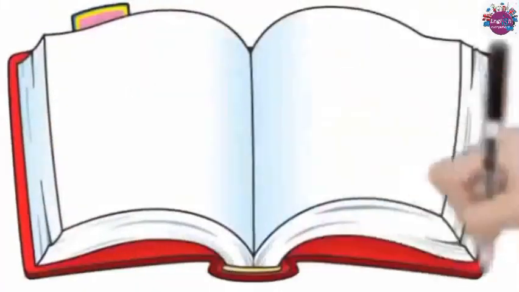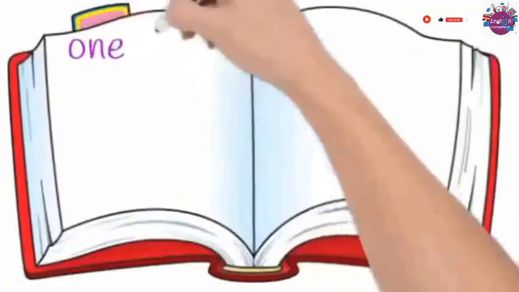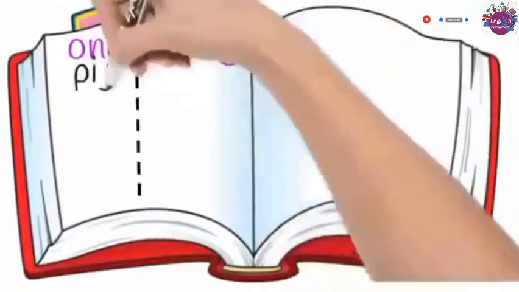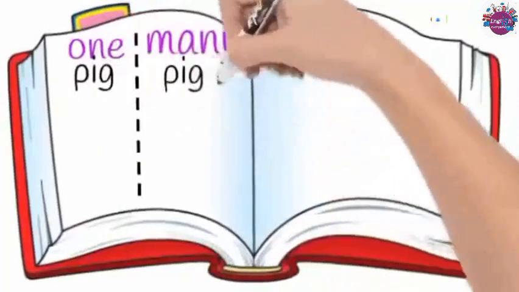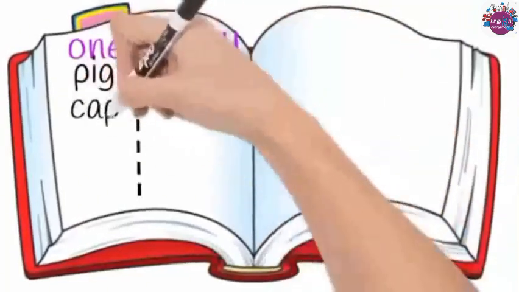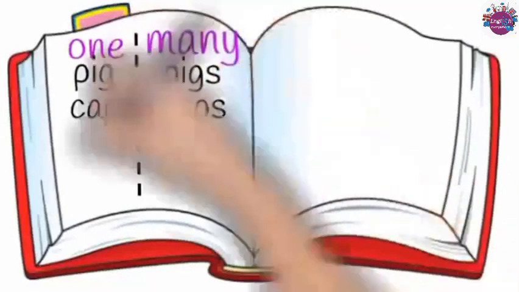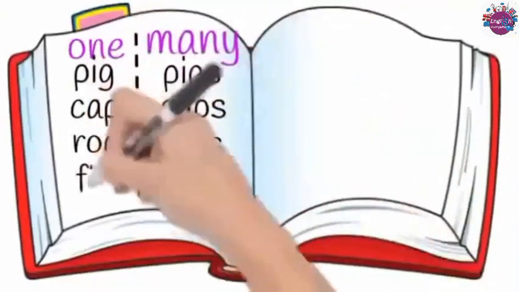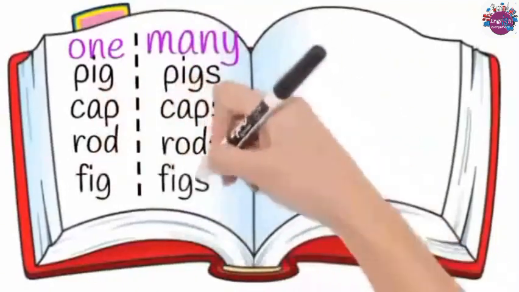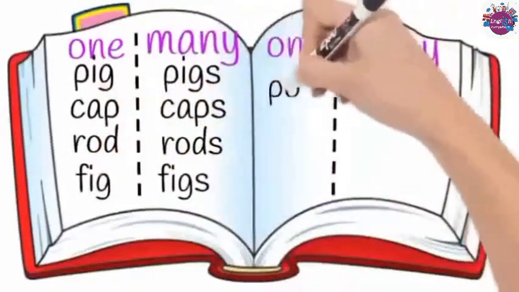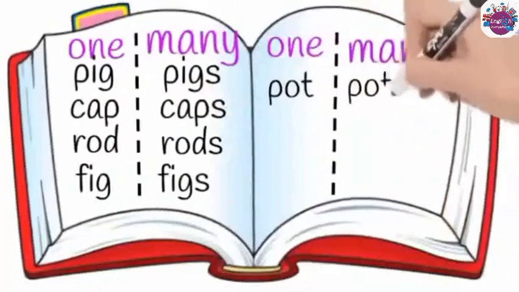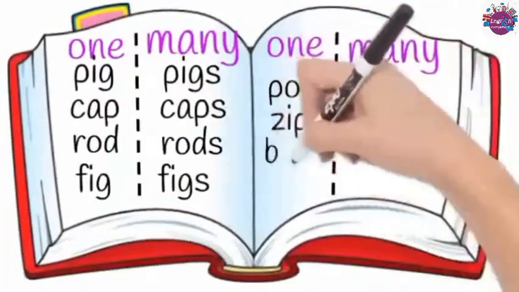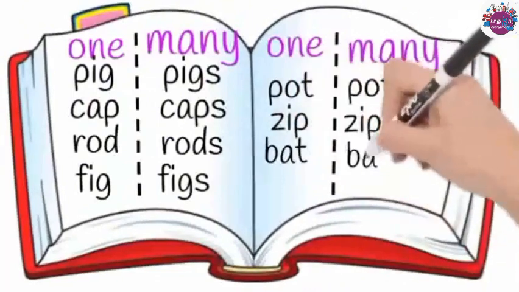Let's talk about some words of one and many. Pig, pigs. Cap, caps. Rod, rods. Fig, figs. Pot, pots. Zip, zips. Bat, bats.